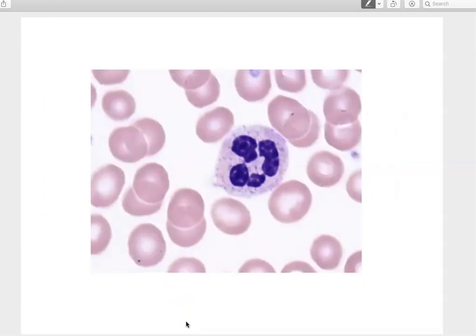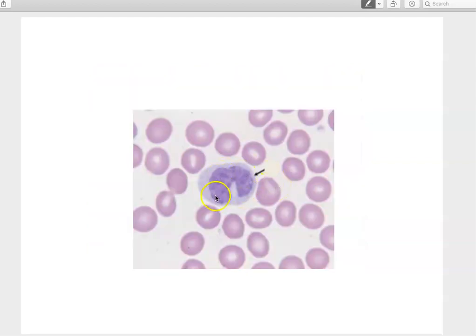So let's just kind of review some of these to see if you can pick them out. So what is this guy? What kind of white blood cell is this guy? How many lobes does he have? 1, 2, 3, 4. 4 lobes. Lilac granules. He is a, say it, he is a neutrophil.